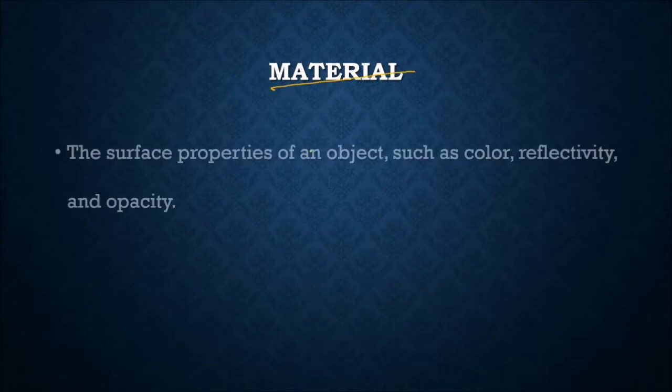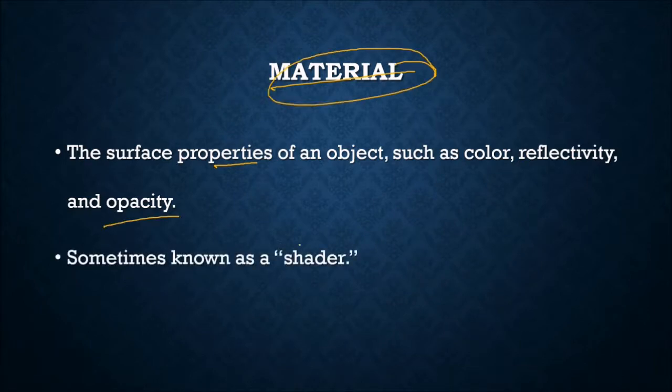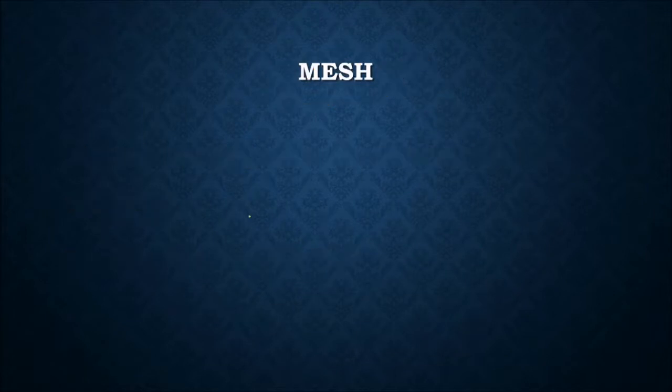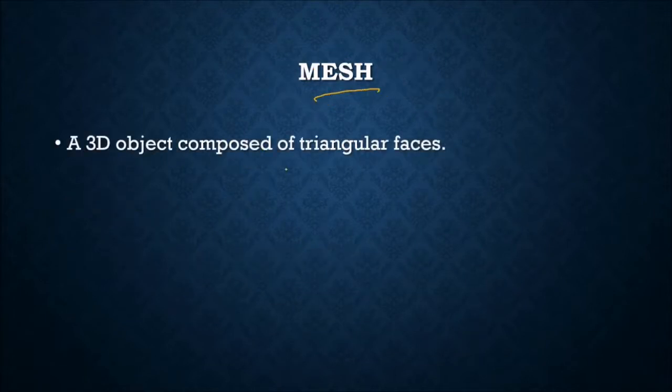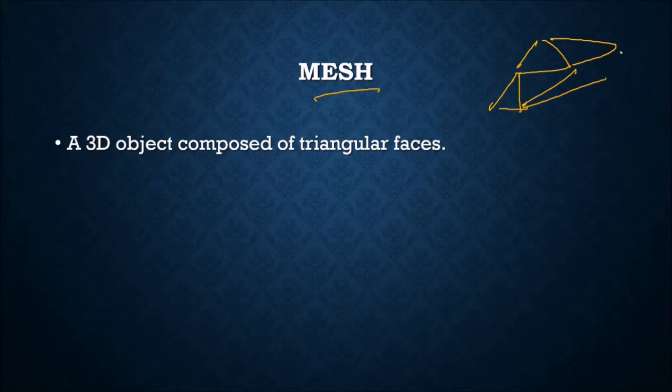Now what is material? What do you mean by material? The surface property of an object such as color, reflectivity and opacity. These are material, sometimes known as shader also. Mesh. What do you mean by mesh? A 3D object composed of triangular faces.